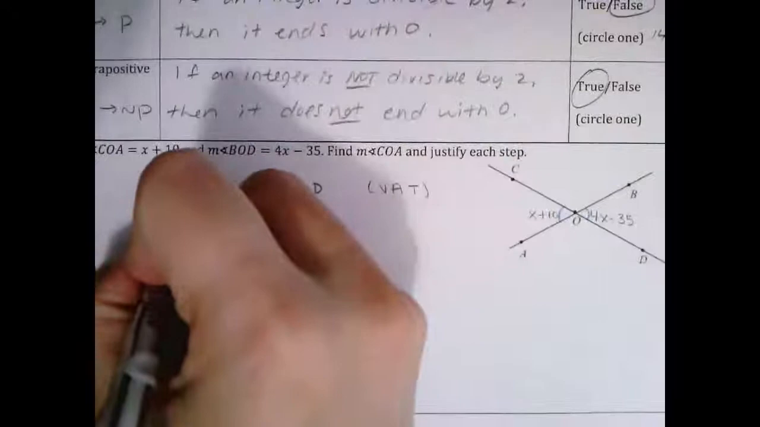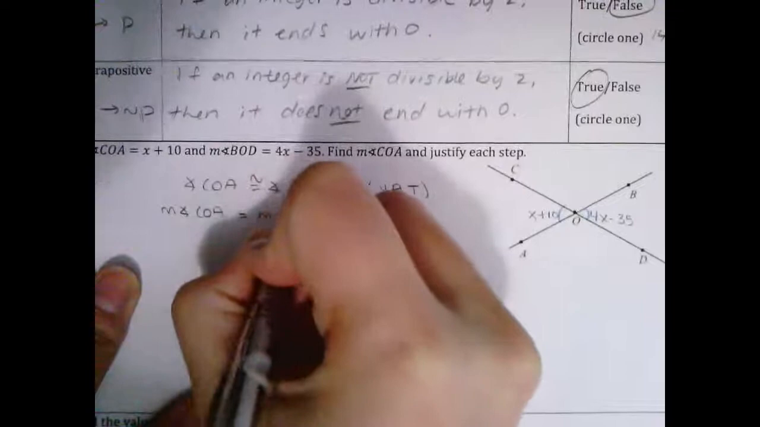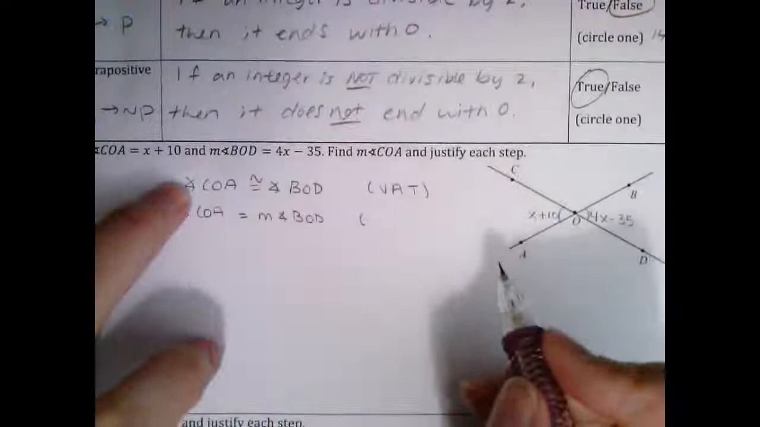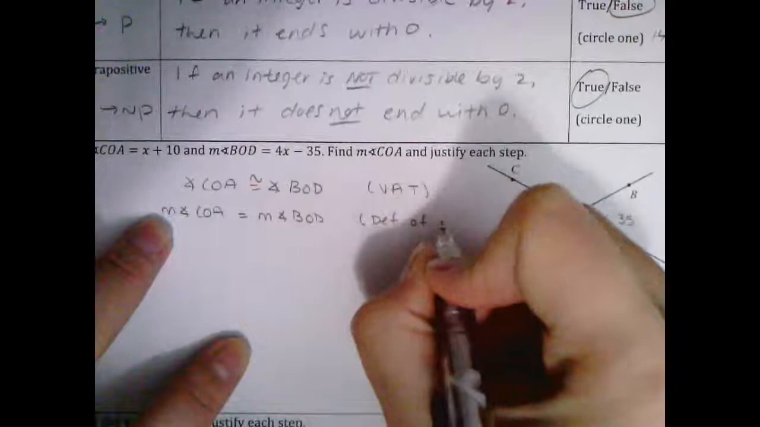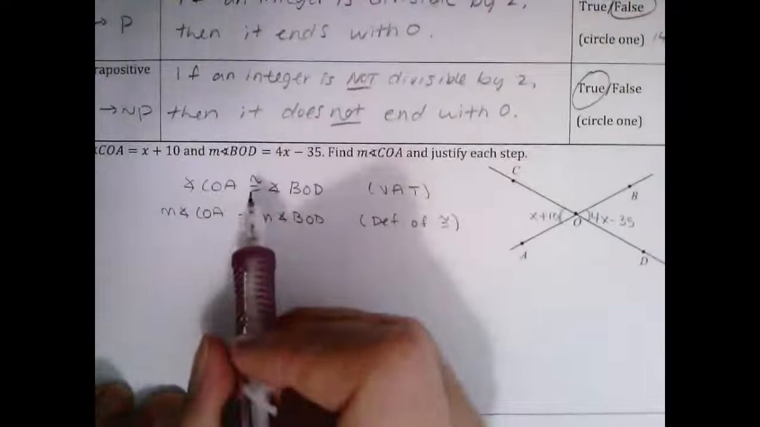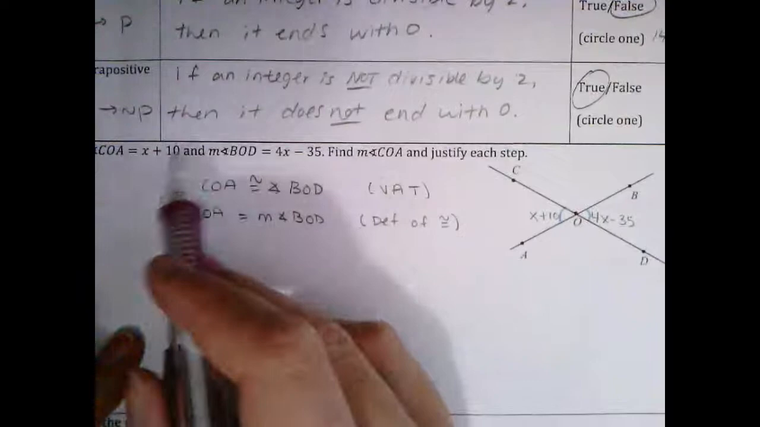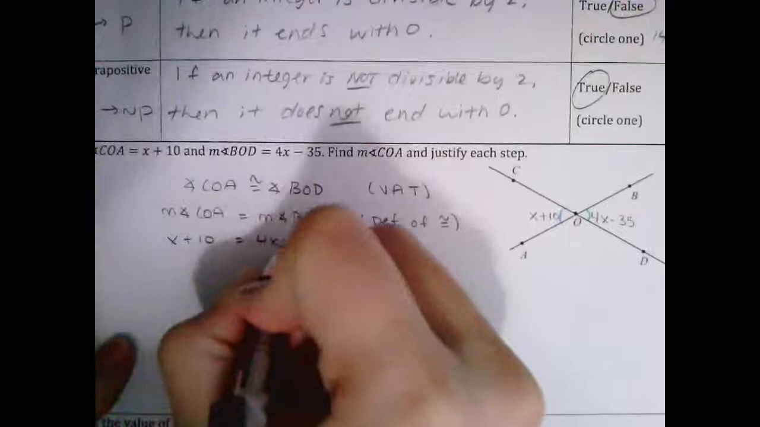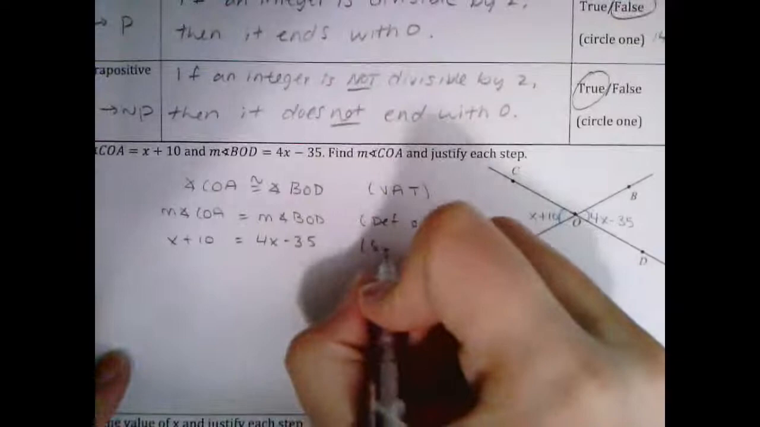Okay, then we're going to say that the measure of COA equals the measure of BOD. Okay, we know that because angles that are congruent have equal measure. That's called the definition of congruence. Once we go from our congruent statement to an equation, we can start substituting in things. So we'll start plugging in x plus 10 and 4x minus 35 for those two angles. That's substitution.